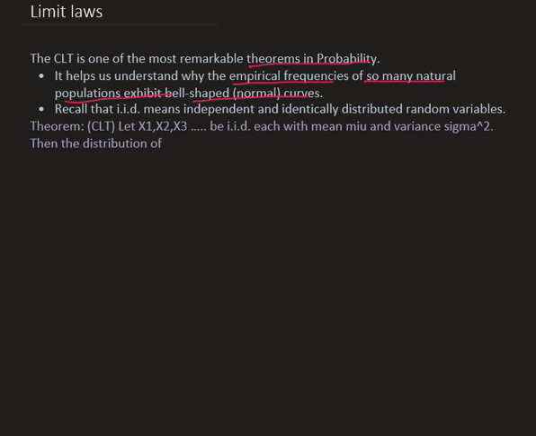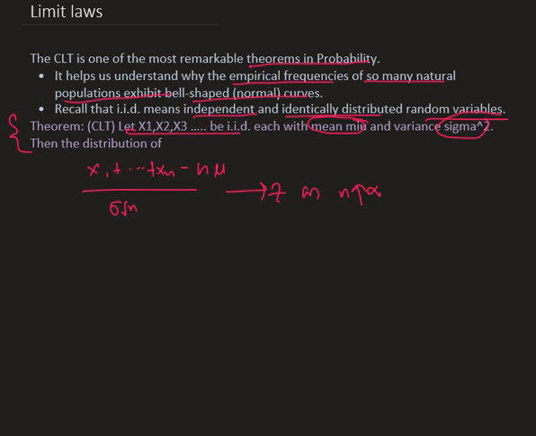Recall that IID means independent and identically distributed random variables. Now, see this theorem which says: let X1, X2, X3 be IID random variables, each with mean mu and variance sigma squared. Then the distribution of (X1 + ... + Xn - n mu) divided by sigma root n tends to the standard normal variate Z as n tends to infinity.